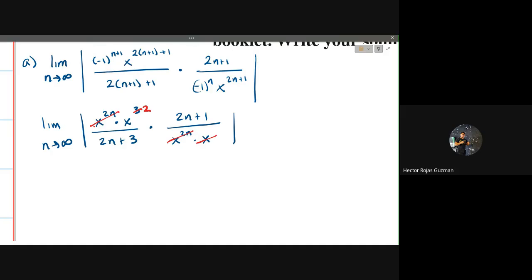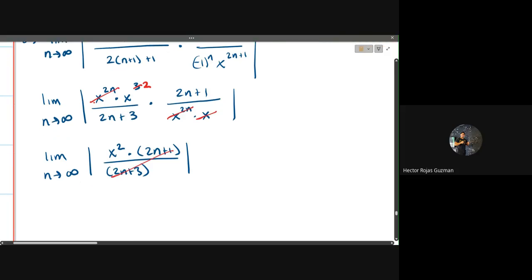And, well, let me just write. That way I don't do too many steps at the same time. x squared times 2n plus 1 over 2n plus 3. Okay. Now we can actually take the limit to infinity. The groups in parentheses, they cancel. The plus 1 and the plus 3 doesn't make a difference, right? Okay, so now that just leaves us with the absolute value of x squared.